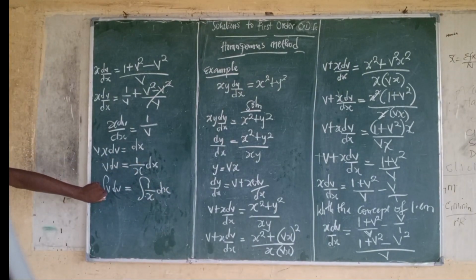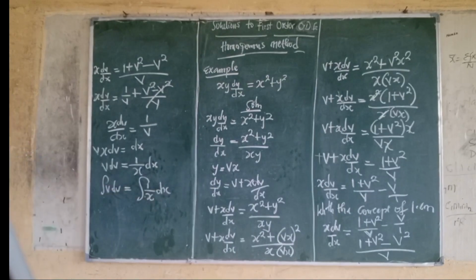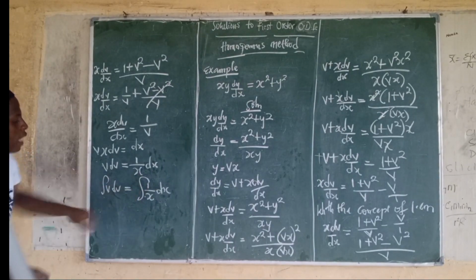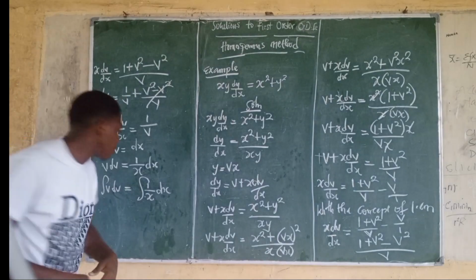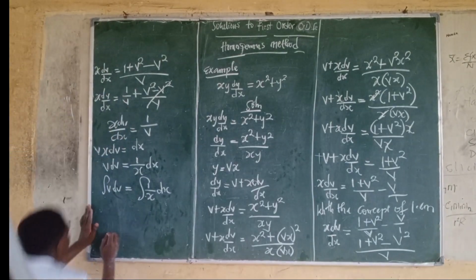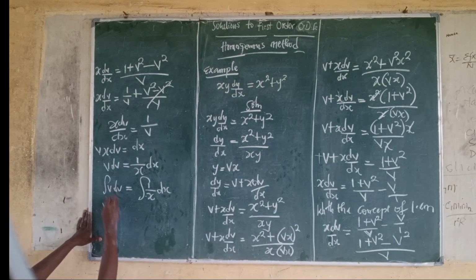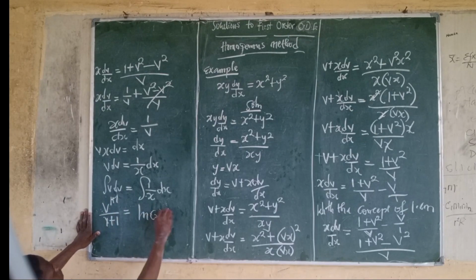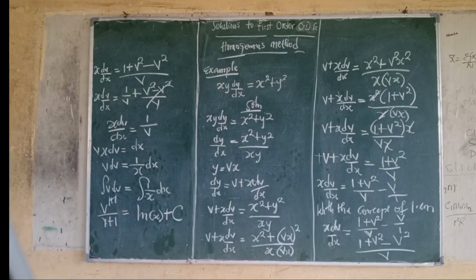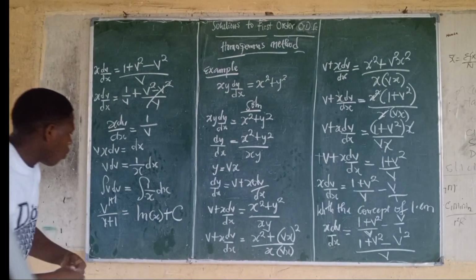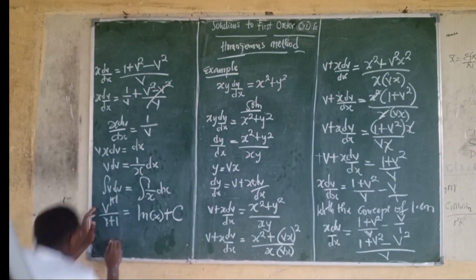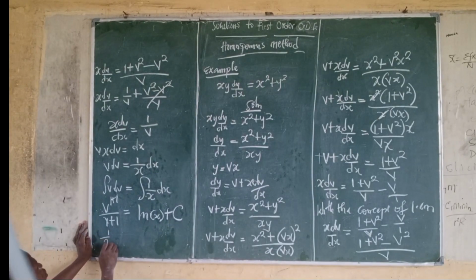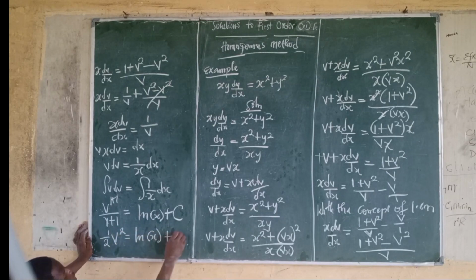We can integrate this side and we can also integrate this side. But we know that if we integrate 1 over x, we have ln x. Applying that concept, this will be v raised to the power of 1 plus 1 over 1 plus 1, and this is equal to ln x plus c. Let's simplify this. This can be written as 1 over 2 v squared is equal to ln x plus c.